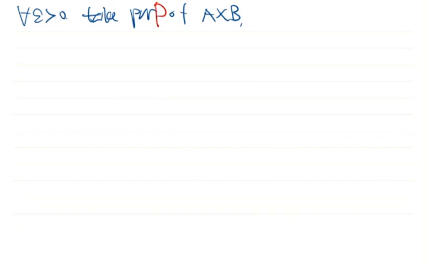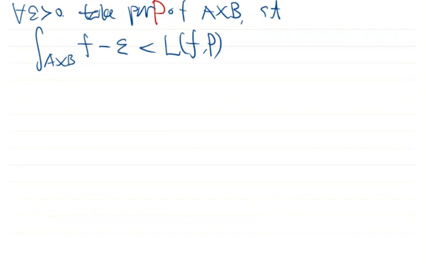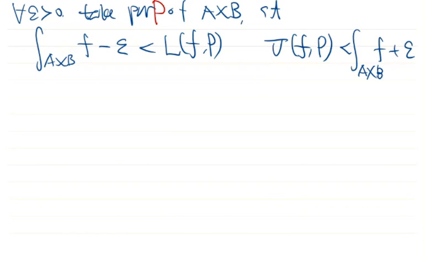Such that the integral, if slightly decreased, will be less than the lower sum, and if slightly increased, will be greater than the upper sum, because the integral is the lower integral, which is the supremum of the lower sums. Therefore, when slightly decreased, it will not be an upper bound of the lower sums anymore.